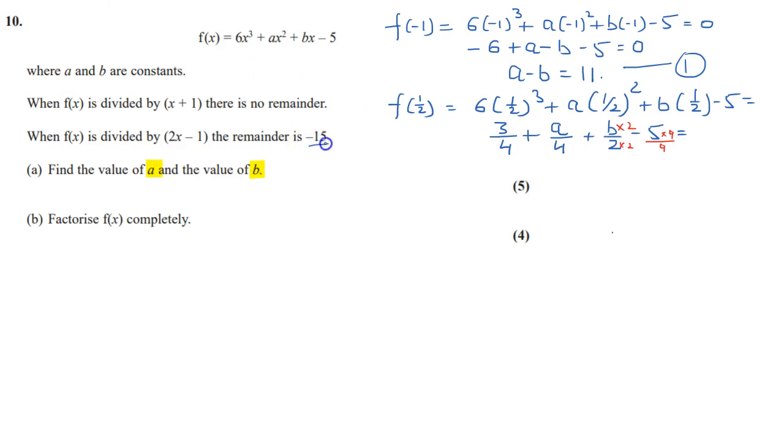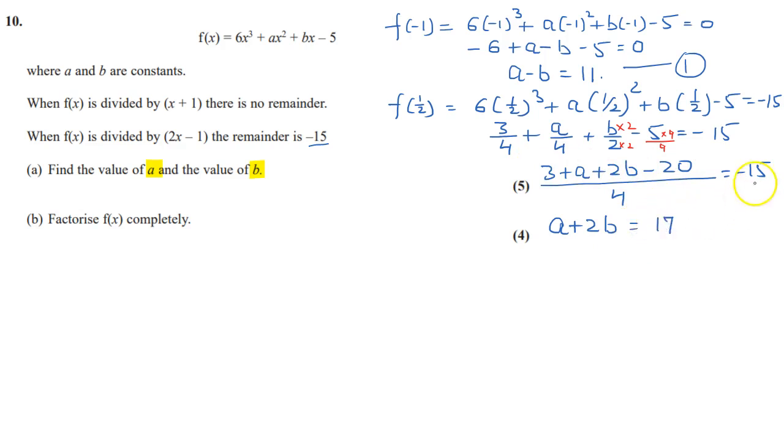Here it says that the remainder is -15, so it should not be 0. So this is -15. So multiplying by 4, this is 3 plus a plus 2b minus 20 is equal to -15. So this will be a plus 2b, minus 20 plus 3 is minus 17, so it becomes plus 17, and minus 15 times 4 is minus 60. So we have a plus 2b is equal to minus 43. This is our equation number 2.